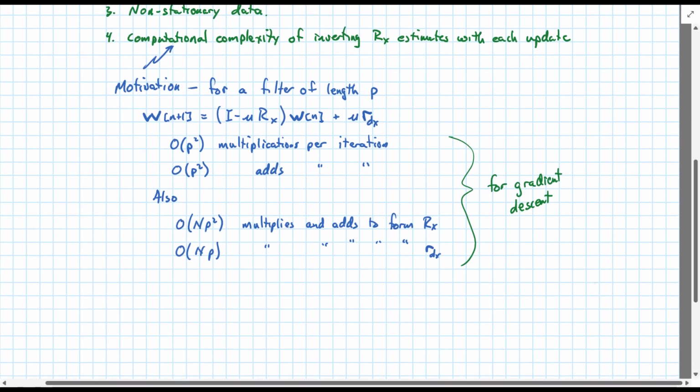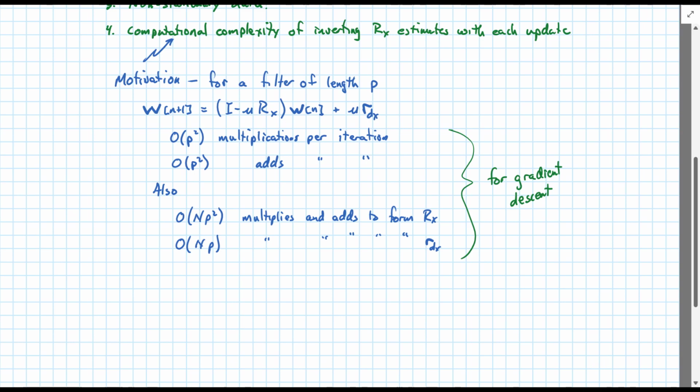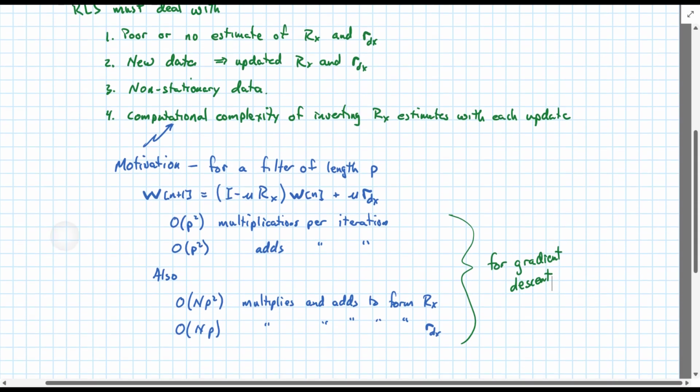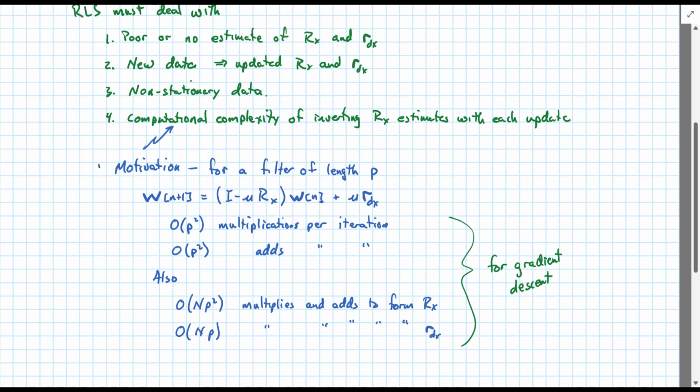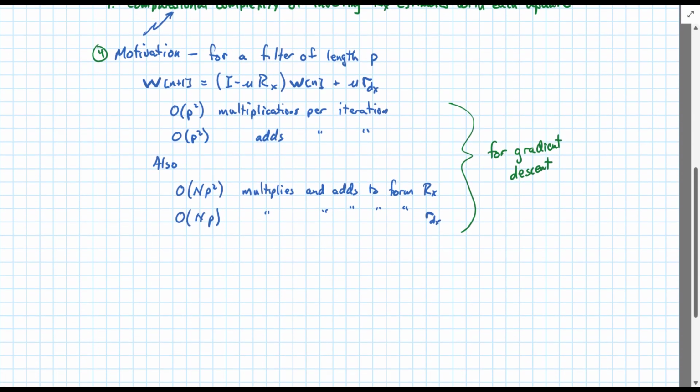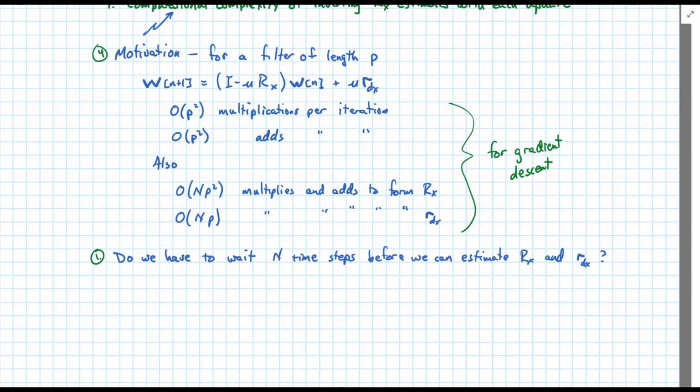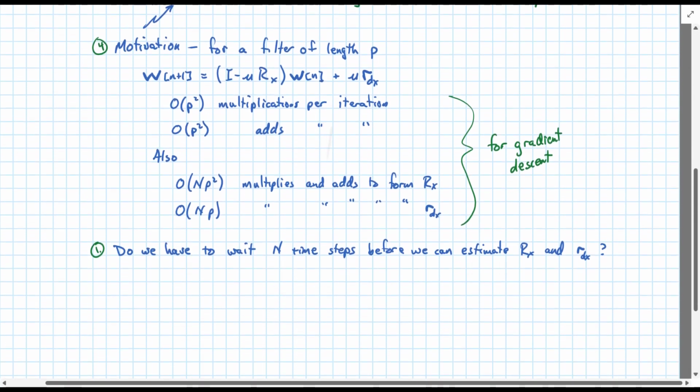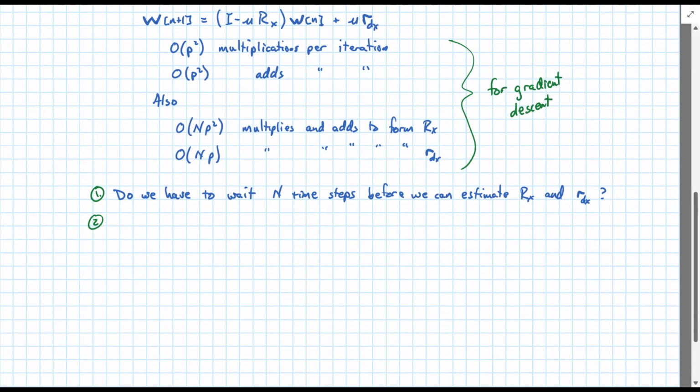So then the next question is, well, how do we actually run this whole thing? If this is a discussion of point number 4, then this will be a discussion of point number 1. That is, do we have to wait for n values to come in before we can estimate our Rx and our Rdx? And then with point 2, what do we do if the signal changes? I guess this is point 2 and 3.